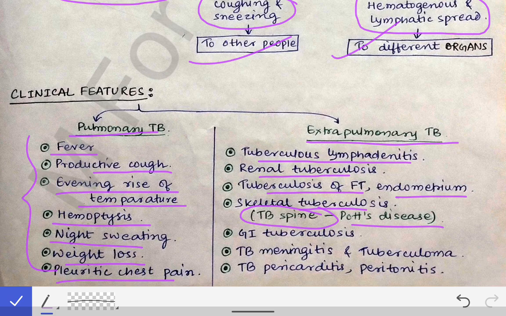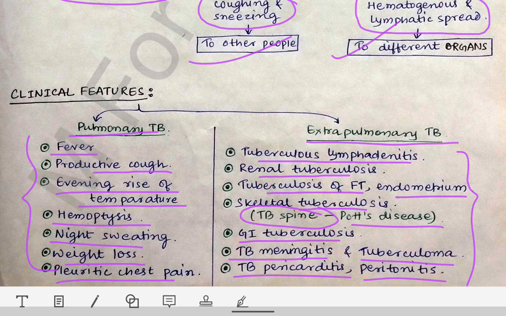Other than that, there may occur gastrointestinal tuberculosis and TB meningitis. There may occur tuberculoma, meaning a granuloma formed by the tubercle bacilli, and also pericarditis and peritonitis. Any of these infections can be caused by TB, and these may be the clinical features of extrapulmonary TB. So this is all about tuberculosis.